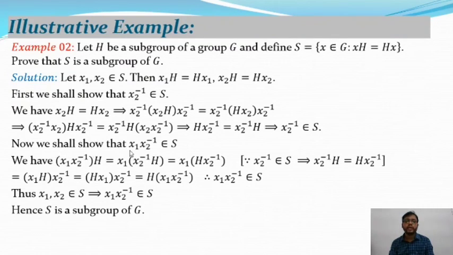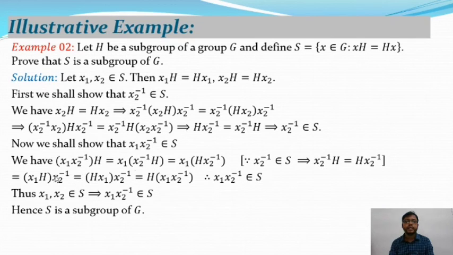Now we shall show that x1 x2 inverse also belongs to S. Then we conclude that S is a subgroup of G. We have x1 x2 inverse H, and applying the associative property, this equals x1 (x2 inverse H). And x2 inverse H equals H x2 inverse, since x2 inverse belongs to S. Applying the above relation we get this.